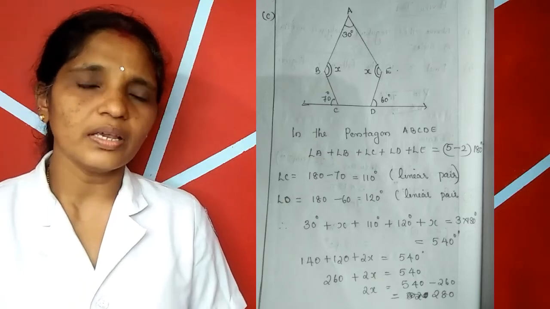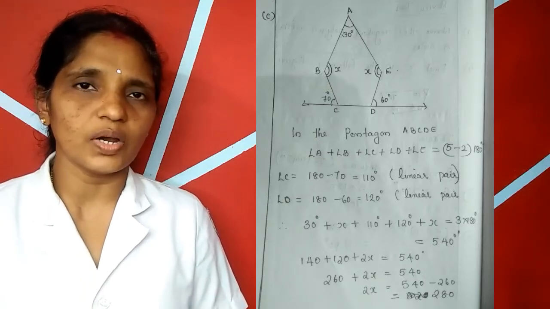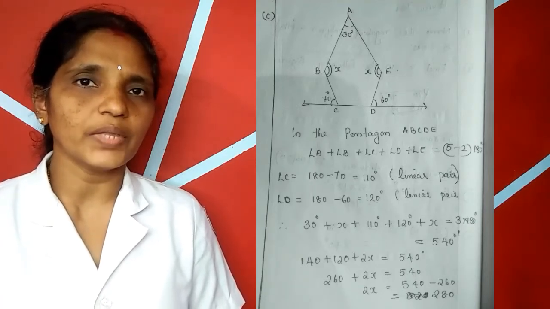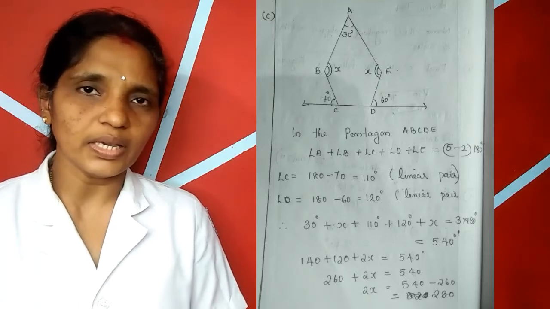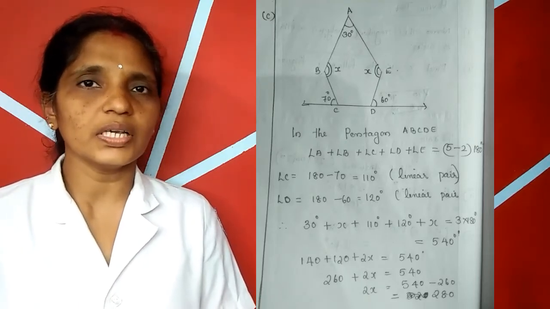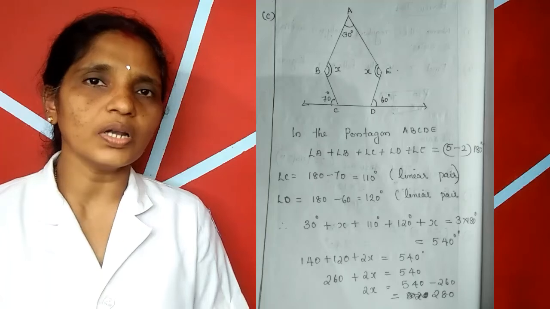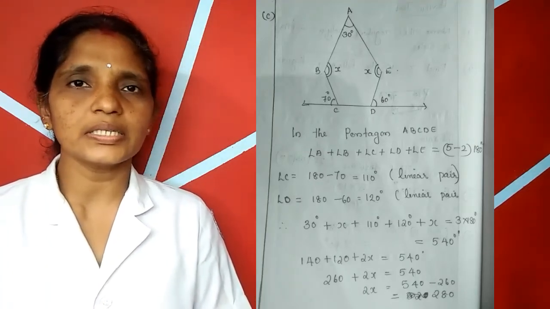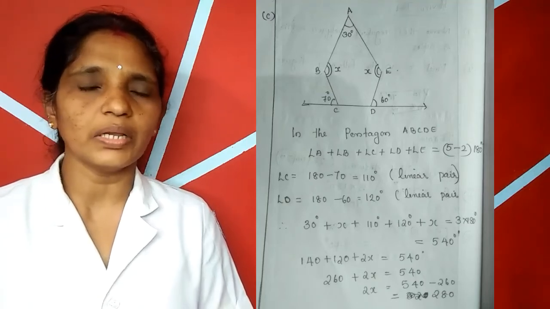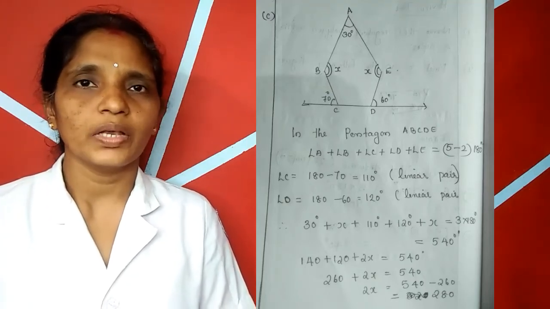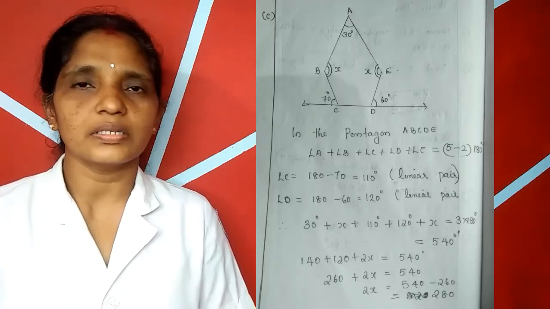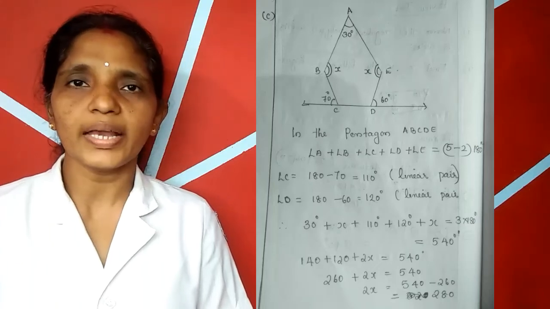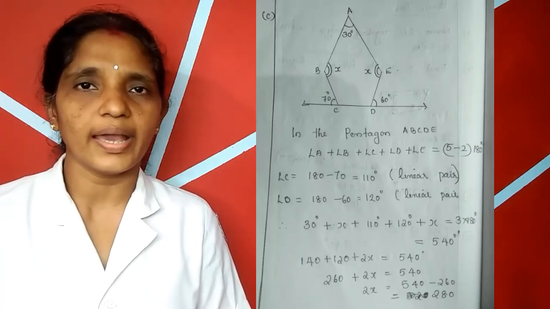Instead of n, we will substitute which one? 5. So we will get 5 minus 2 into 180. That means 3 into 180, 540. So 540 is the sum of the angles of a pentagon. But here some values are unknown. That means two angles are unknown. But they are the same angles, because the same variable x is given for both the angles.